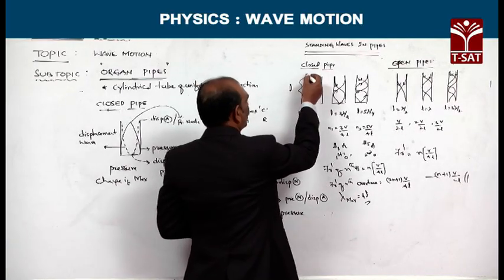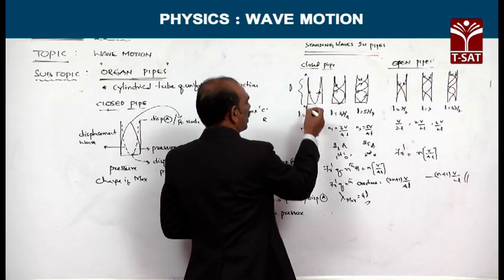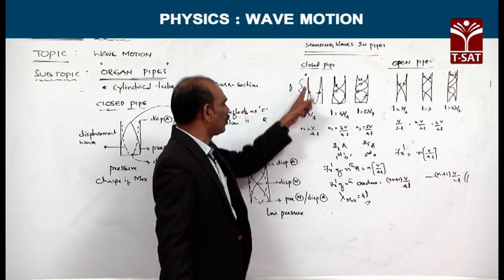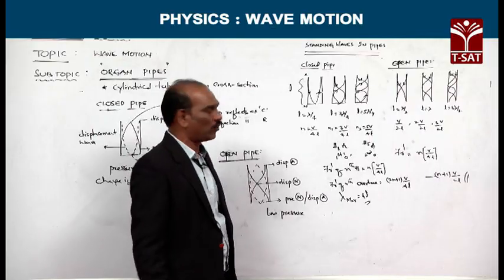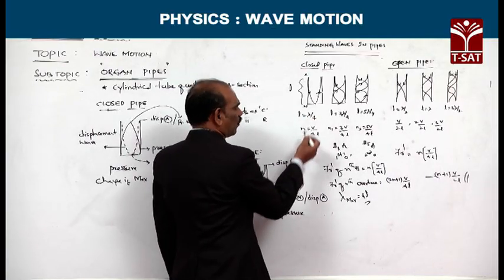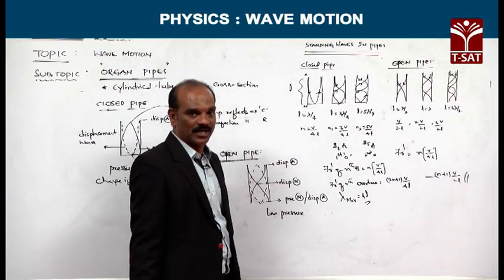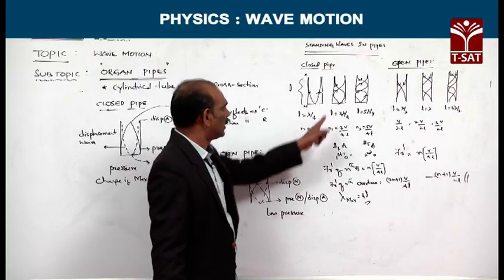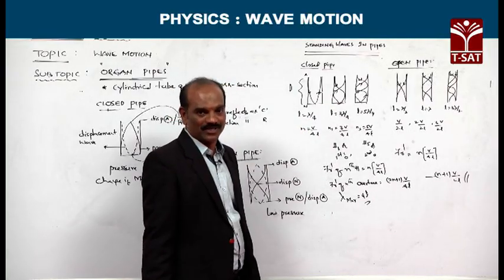This is the antinode position, this is a node position of displacement wave. Antinode to node is equivalent to lambda by 4, so lambda is equal to 4L. We want to find the frequency: N is equivalent to V by 4L. This is called the fundamental frequency.